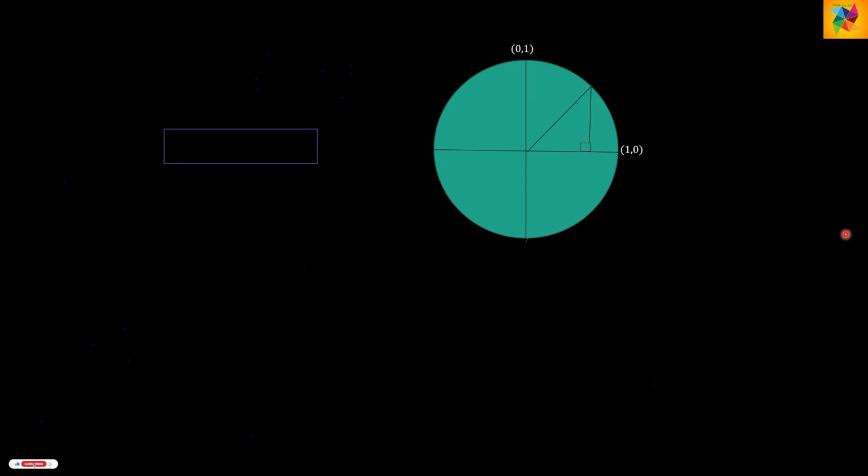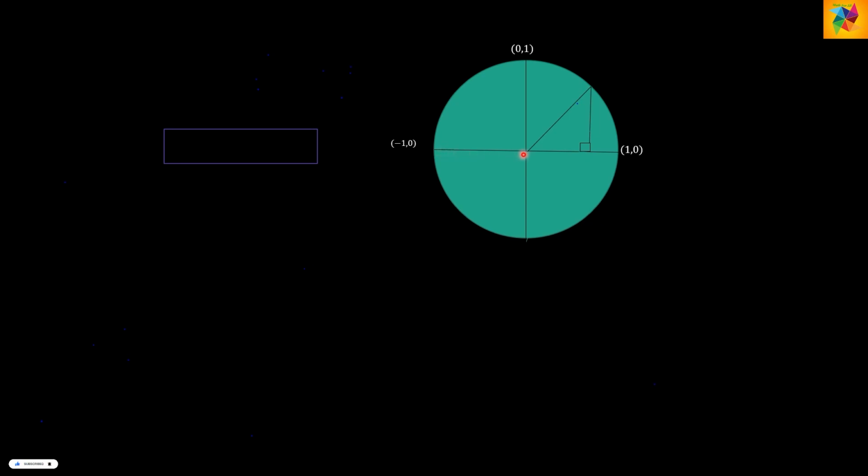Okay, we have 0, 1. We have negative 1, 0. You probably say, we got negative 1 here. Okay, remember that the negative number here is indicating that we are moving to the left.